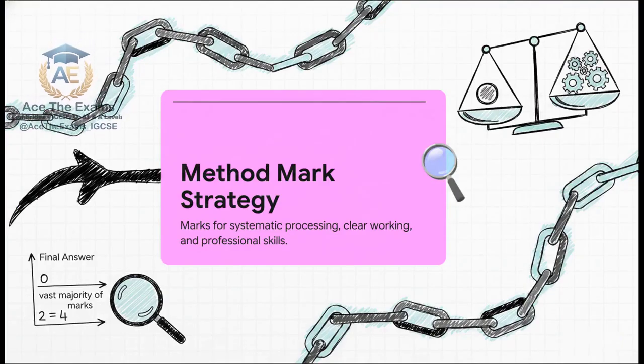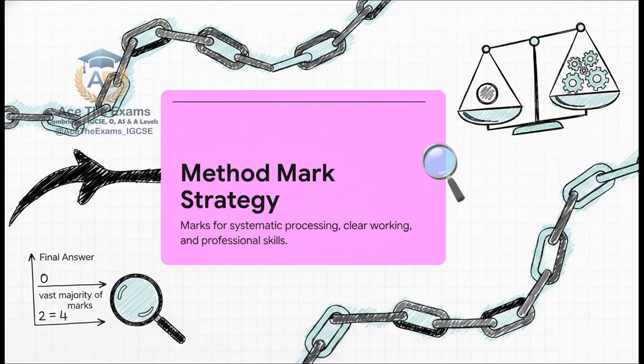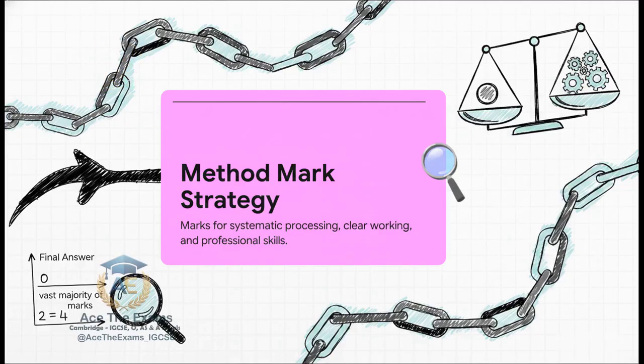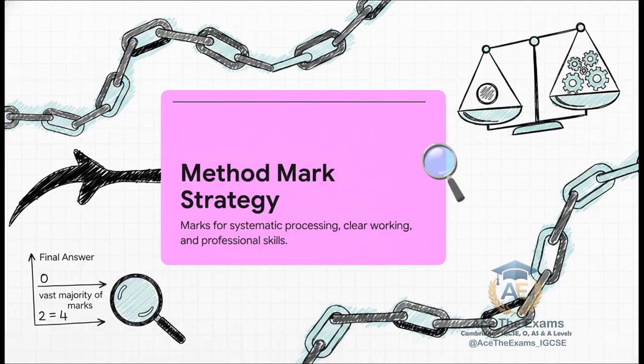The method mark strategy is your anchor here. Process is just as vital as your final numerical result. Actually, scratch that, it's often way more important. In Cambridge Math, that glorious final answer at the bottom of the page is usually only worth 1 accuracy mark, the A mark. The bulk of your grade is sitting in the M marks, the method.